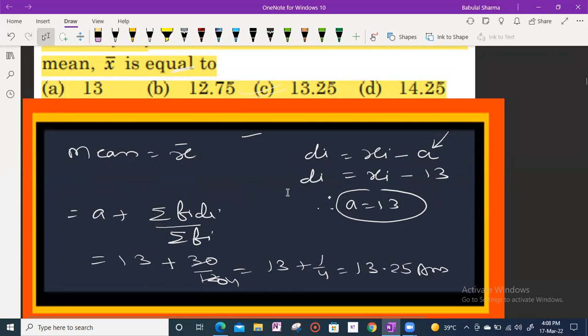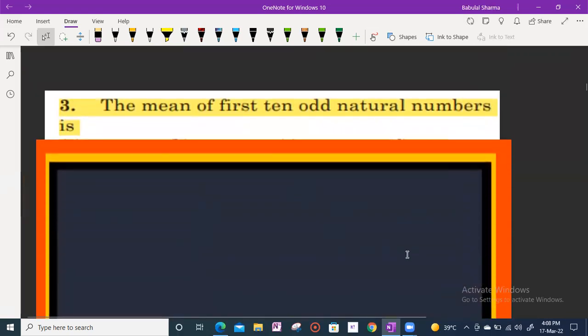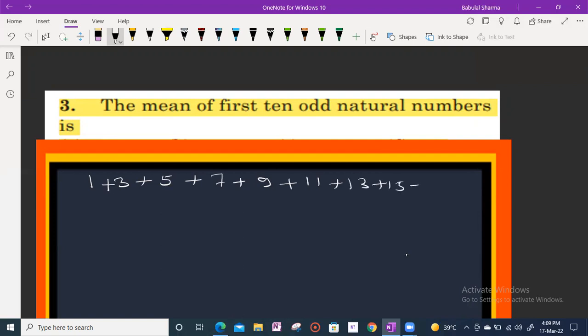Now we come to the next question, question number 3. The question asks: the mean of the first 10 odd natural numbers is? The first 10 odd natural numbers are 1, then 3, then 5, then 7, then 9, then 11, then 13, then 15, 17 and 19, and divide by 10.